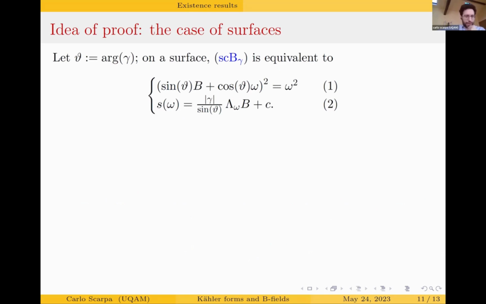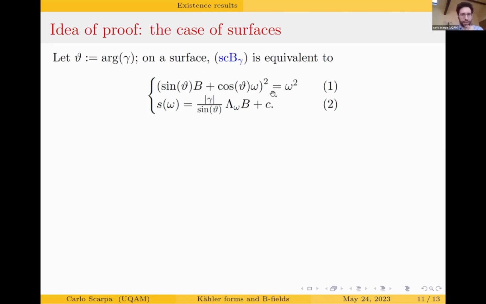So one very special case of surfaces is that the scalar curvature equation with B field can be rewritten in a very nice way as a coupling of a Monge-Ampère equation together with a twisted constant scalar curvature equation. And in particular, here the notation is just that we've substituted theta for the argument of gamma. And if you play around with the expression, not too easily, but it's not super difficult, you end up with this kind of expression.